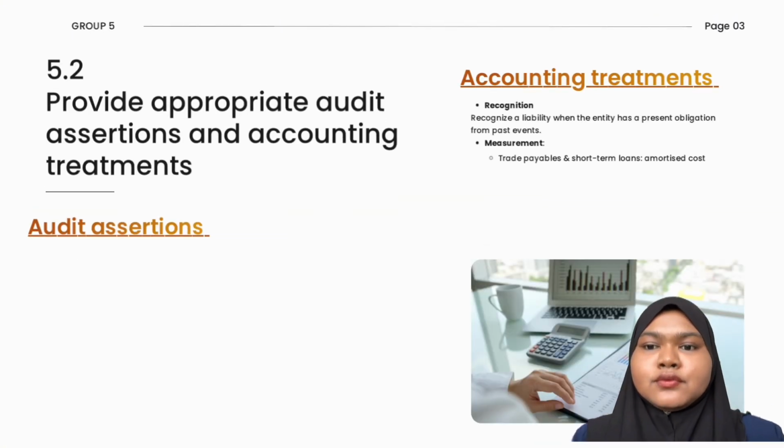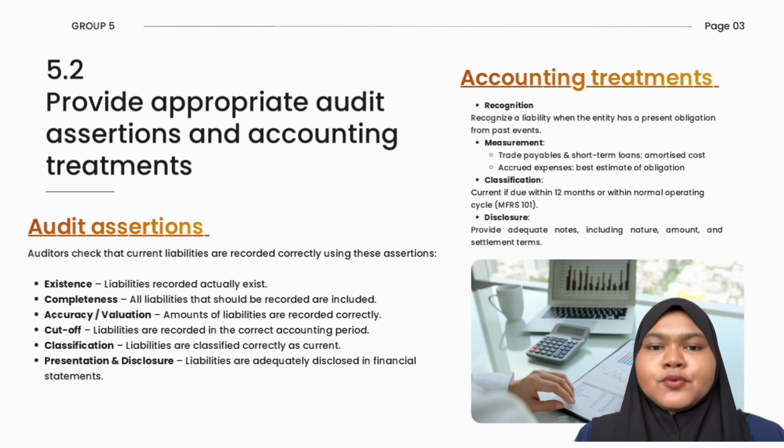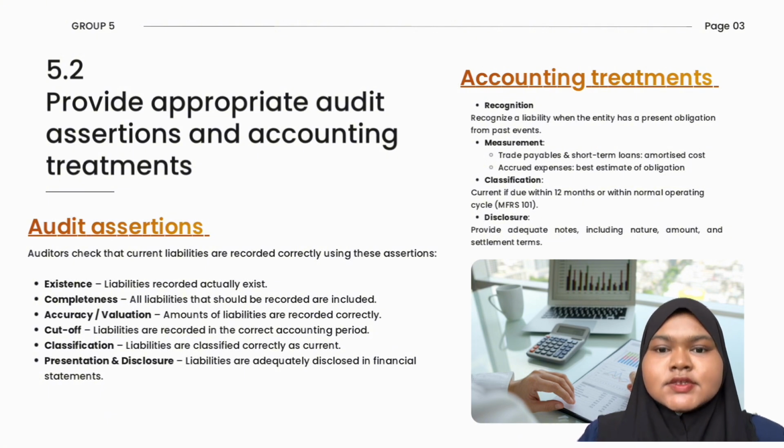For 5.2, provide appropriate audit assertions and accounting treatment. Audit assertions: auditors check that current liabilities are recorded correctly using these assertions. First is existence. Liabilities recorded actually exist. Second is completeness. All liabilities that should be recorded are included. Third, accuracy or valuation. Amounts of liabilities are recorded correctly.